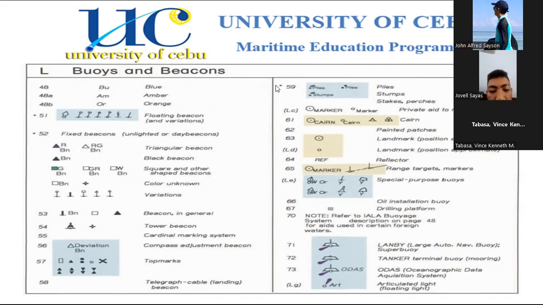71 is large automatic navigation buoy, super buoy. 72 is tanker terminal buoy, mooring. 73 is ODAS, Oceanographic Data Acquisition System. Then last is LG, articulated light, floating light. So, next slide.